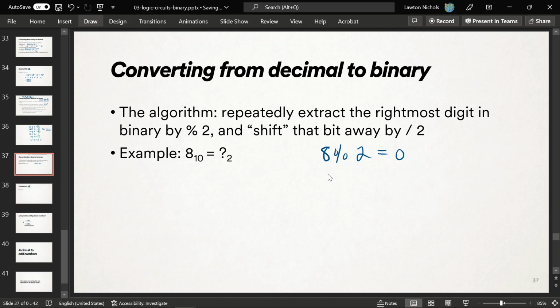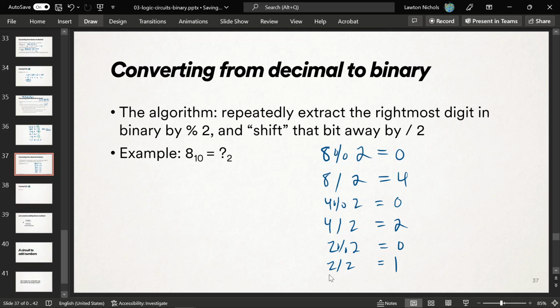Then I want to shift away that 0 by taking 8, dividing by 2, and chopping off any remainders if there are any. There's none, so I'll just take the 4. Now I want to convert 4 to binary, get its rightmost bit. 4 mod 2 goes in cleanly with 0 left over. The next digit is a 0. Shift away that 0 by dividing 4 by 2. That gives me 2. Get the rightmost bit of 2 by doing mod 2. Again, no remainder. Shift away that 0: 2 divided by 2.